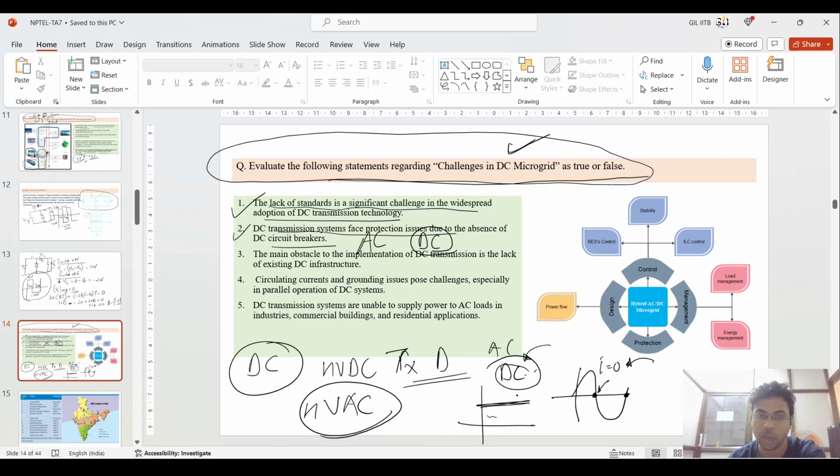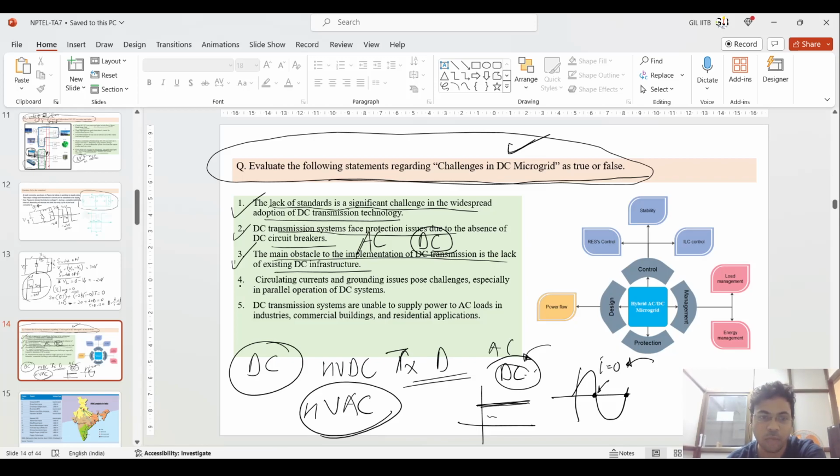Okay. So coming to the third part, that is the main obstacle to implementation of DC transmission is the lack of existing DC infrastructure. That is also true, because we are currently in the phase of planting this DC distribution system. That was not initially the case.